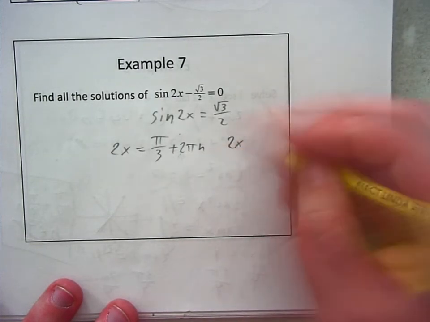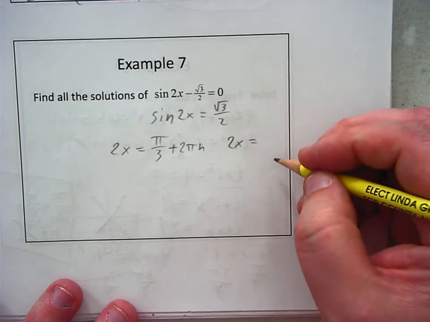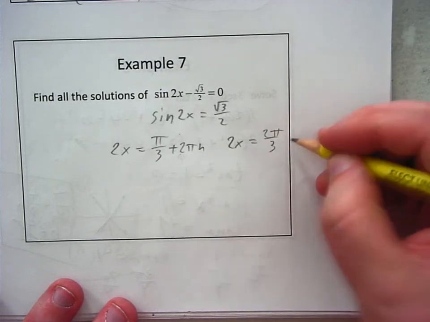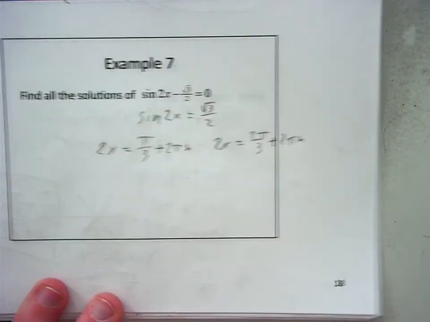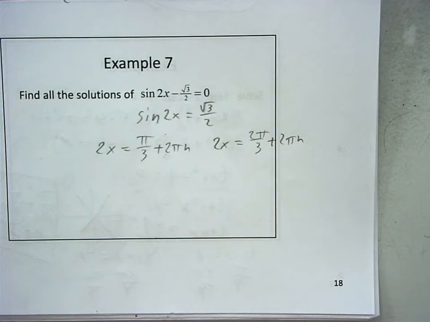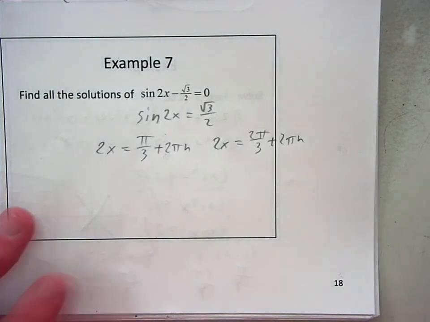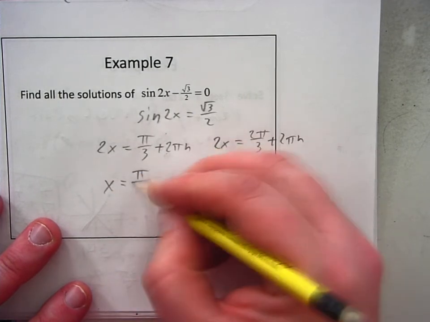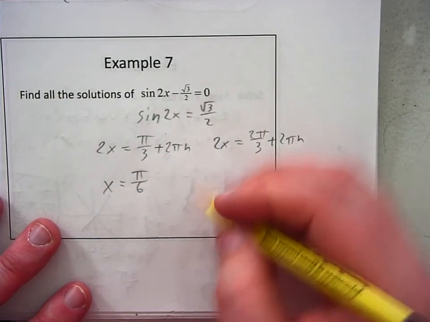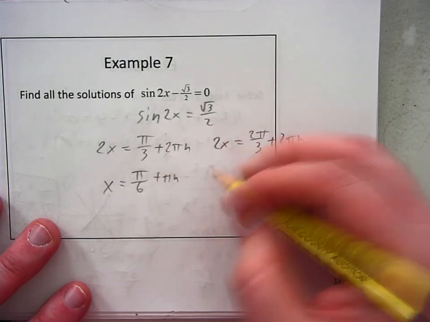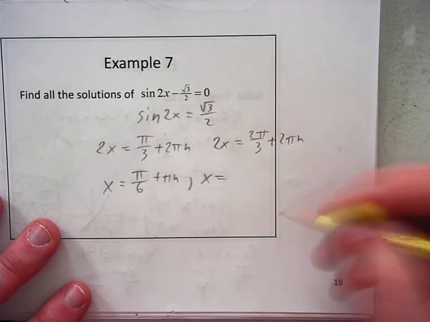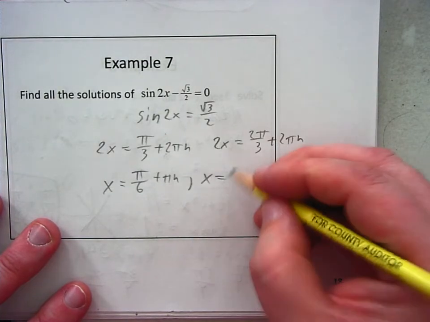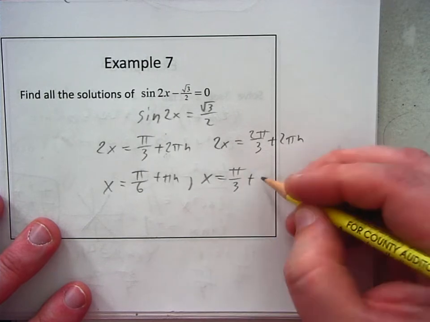Where's the other one at for sine? 2 pi over 3, plus 2 pi n. But each one of those things, you're going to need to do what? Divide by 2 or multiply by a half. When I do that, what's going to happen to the pi over 3? Pi over 6. What's going to happen to the 2 pi n? Becomes pi n. What do you get? Pi over 3 plus pi n.